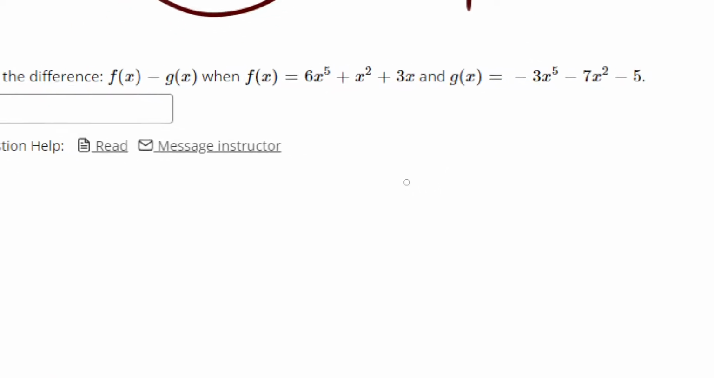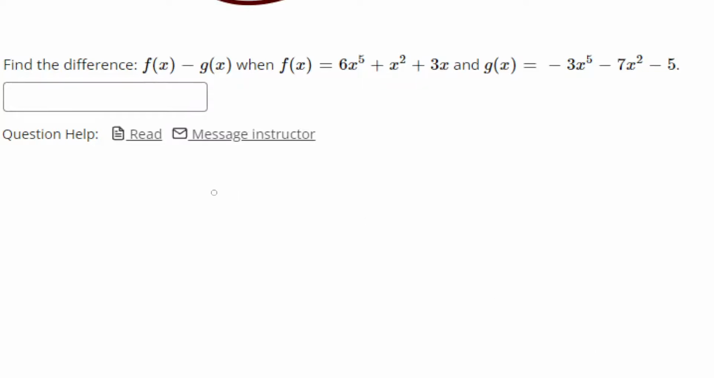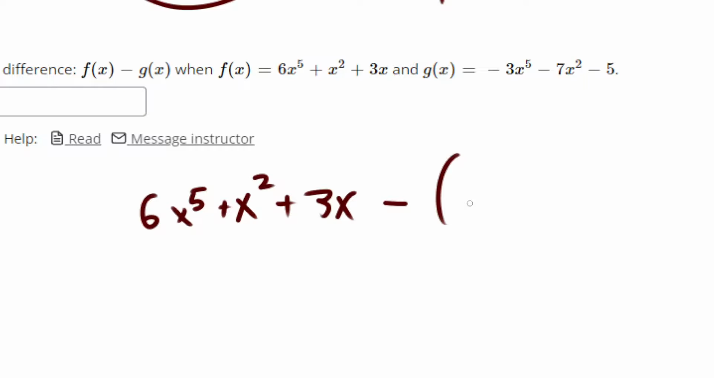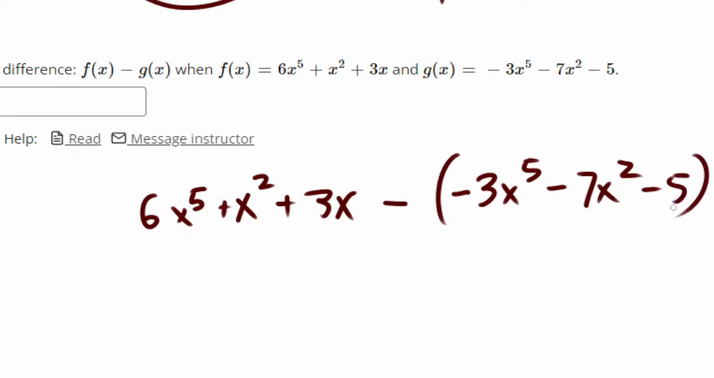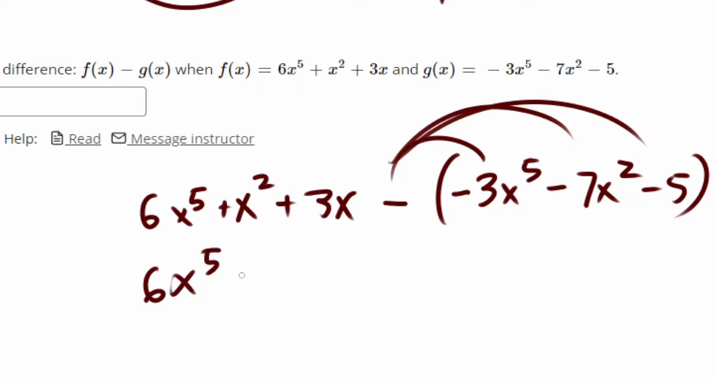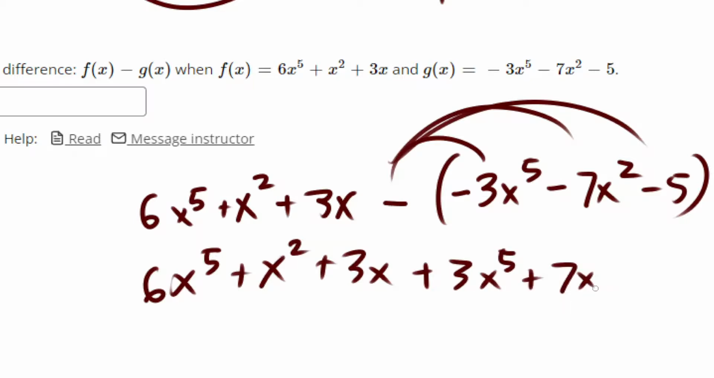This one's telling us to find the difference, and so it's f of x minus g of x, so 6x to the 5th plus x squared plus 3 of x minus, and then it's helpful to put the g of x in parentheses, minus 3x to the 5th minus 7x squared minus 5. And now what we can do is distribute this negative to each of our terms. So we have 6x to the 5th plus x squared plus 3x to the 5th because a negative times a negative, plus 7x squared because a negative times a negative, and then plus 5.